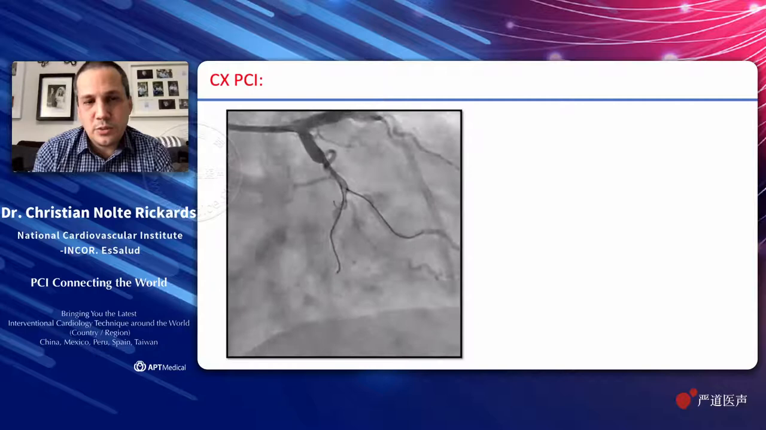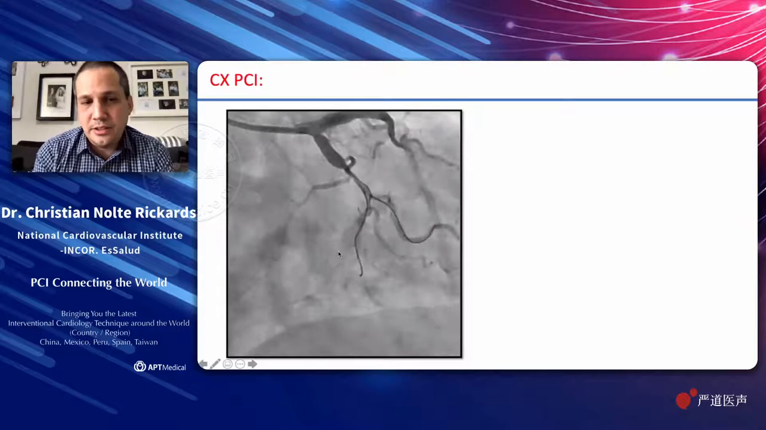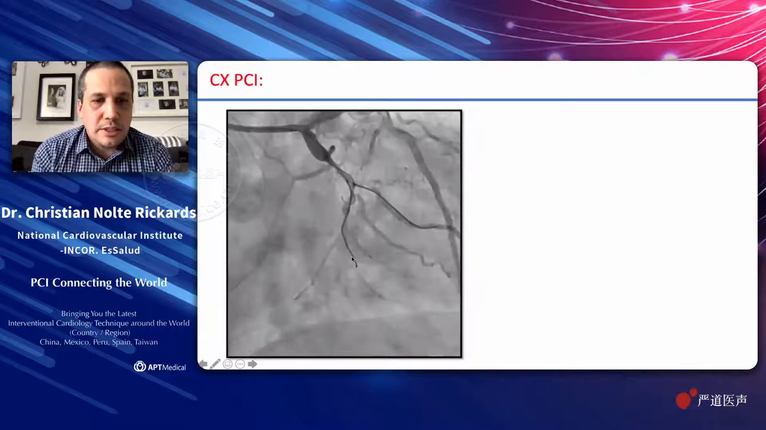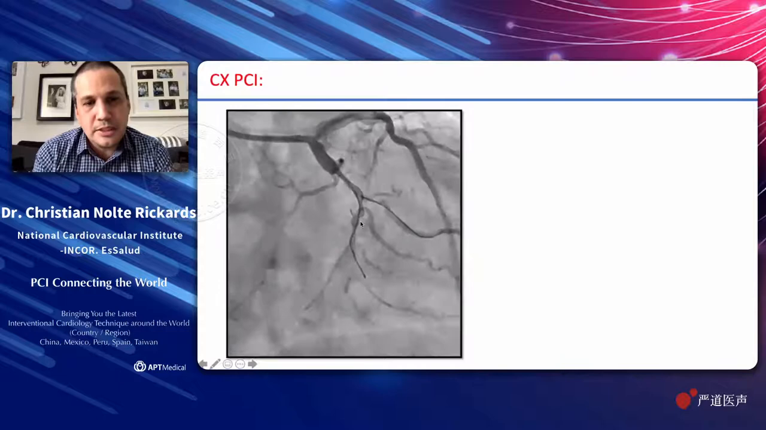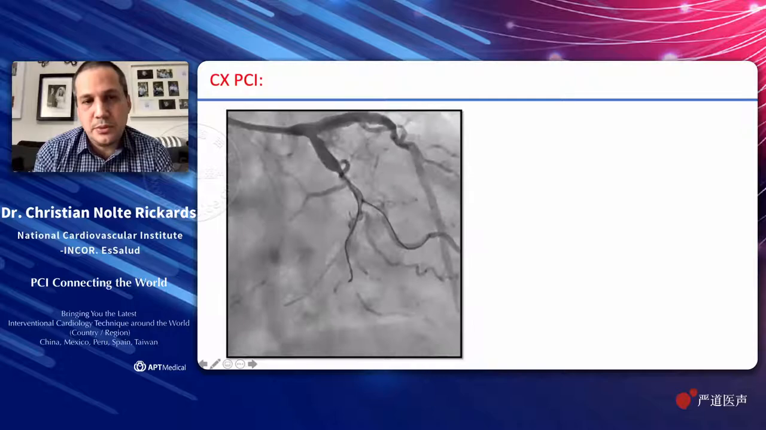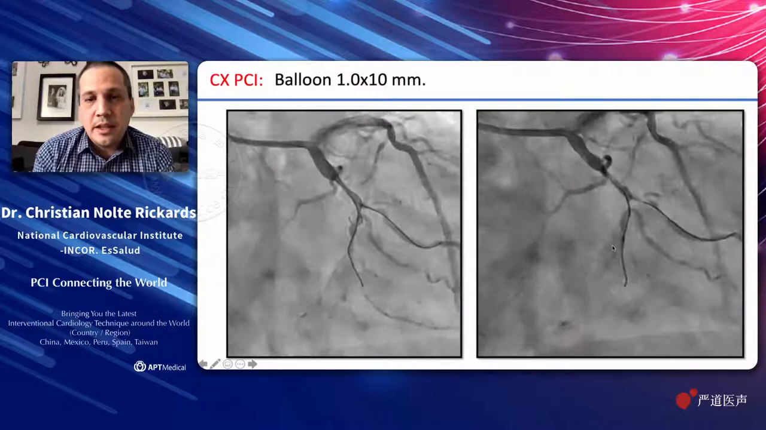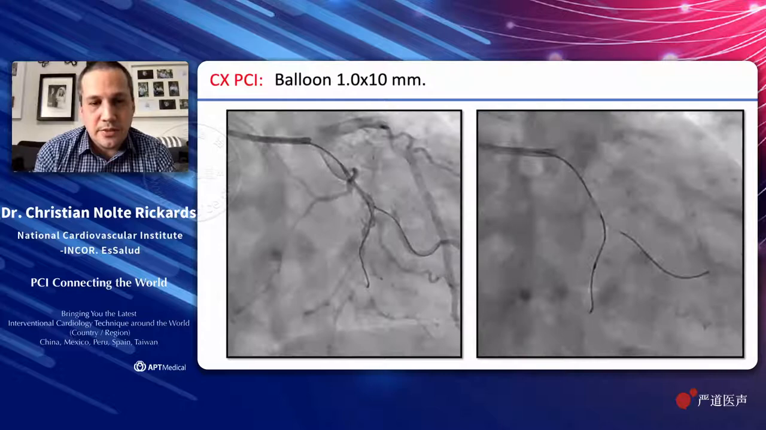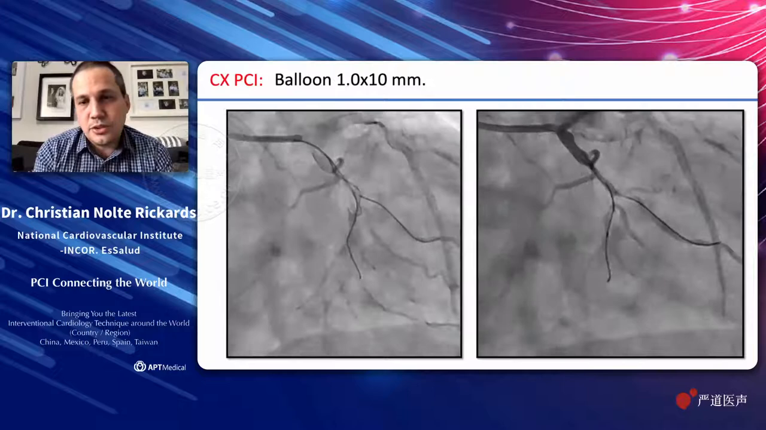After that, we pushed a little bit the guide wire. And as you can see here, we are way out of the true lumen. So we decided to use a little bit of support up here to try to get into the true lumen. At that point, we didn't have any microcatheters, so we used a 1.0 by 10 balloon for support. And by trying to get into the distal segment of the circumflex, we managed to position the wire in the distal part of the fourth marginal.